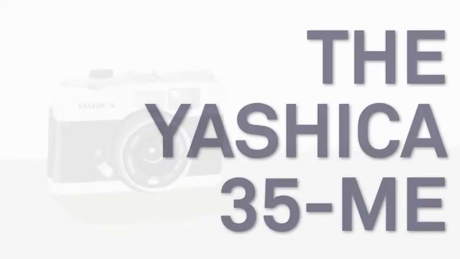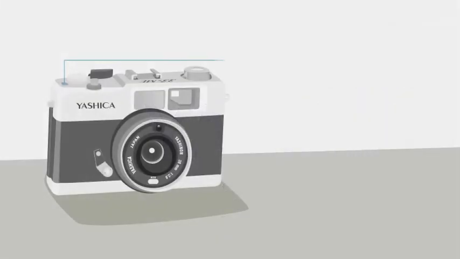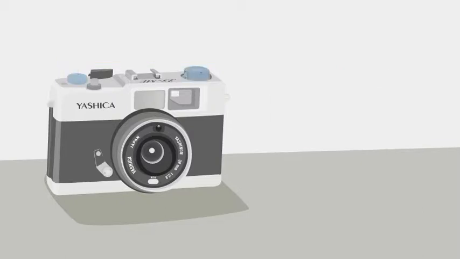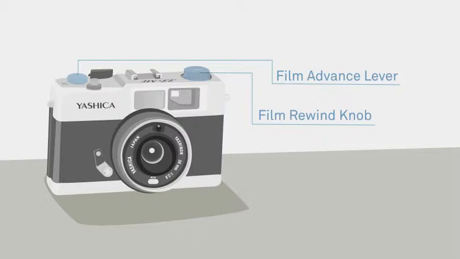The Yashica 35ME. The exposure counter tells the photographer how many exposures or photographs are left on the roll of film. The 35ME can take up to 36 images per roll. The film advance lever moves the film forward one frame at a time. The film rewind knob moves film backwards one frame at a time.